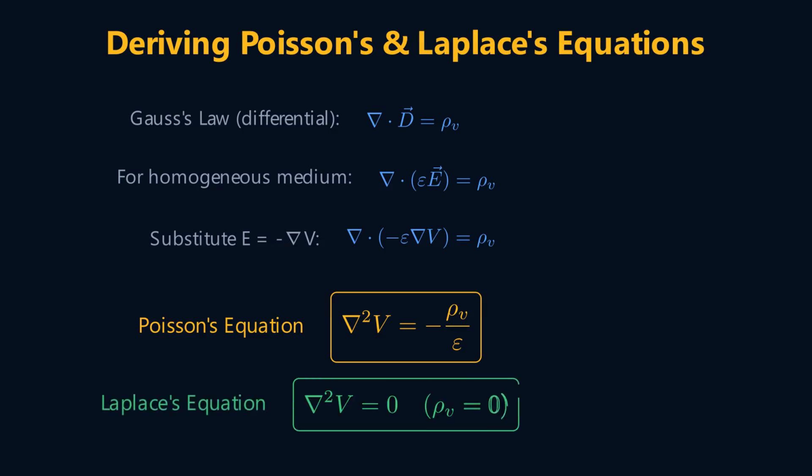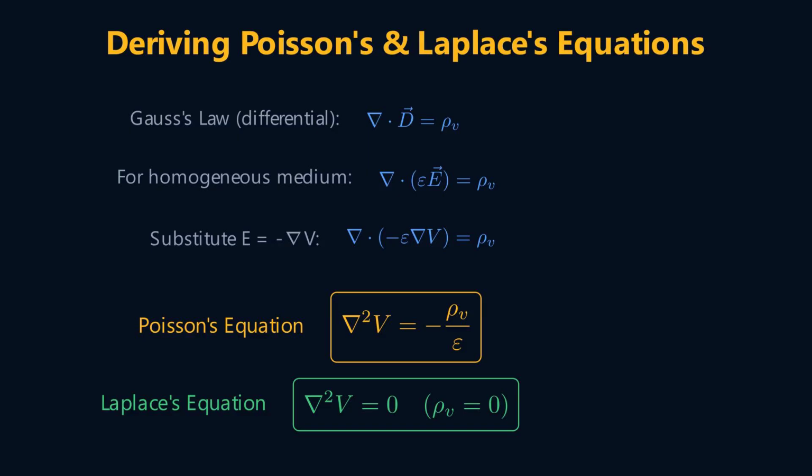We also know that E equals negative gradient of V. Substituting this into Gauss's law, we get divergence of negative epsilon gradient V equals ρV. If epsilon is constant throughout the region, we can pull it out. Negative epsilon times the Laplacian of V equals ρV. This gives us Poisson's equation. Laplacian of V equals negative ρV over epsilon.